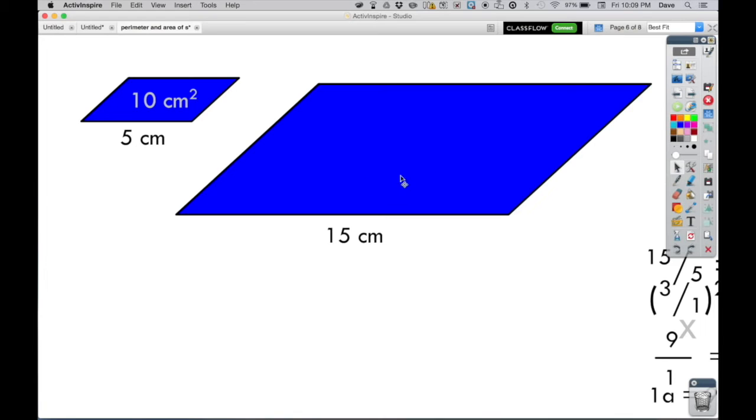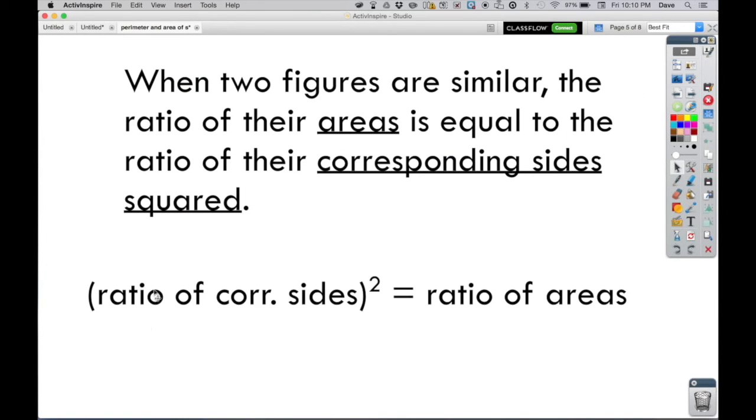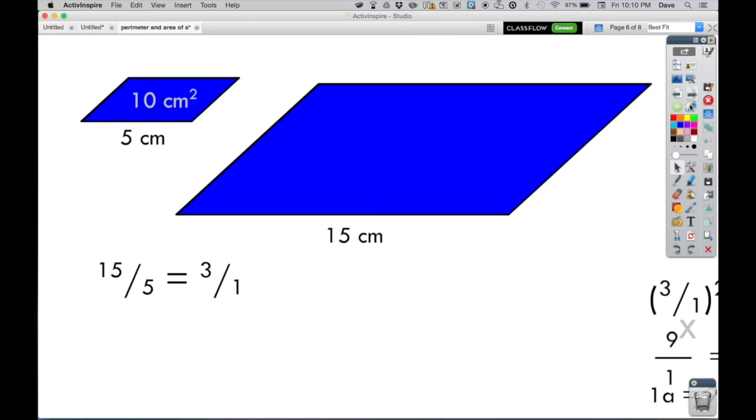So what we can do is just like before, we first look at the corresponding sides, 15 to 5. 15/5 reduces to 3/1. So the ratio of corresponding sides is 3:1. Now, according to this definition, if I take that ratio and square it, that'll be the ratio between their areas. So if I take 3/1 and square it, I get 9/1, meaning that the area in this parallelogram is 9 times bigger than this one.